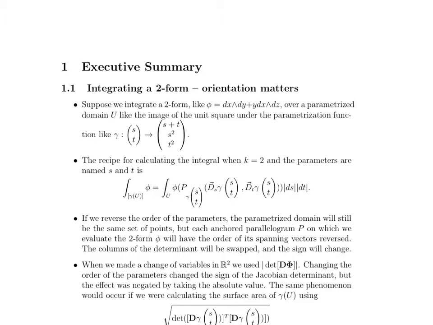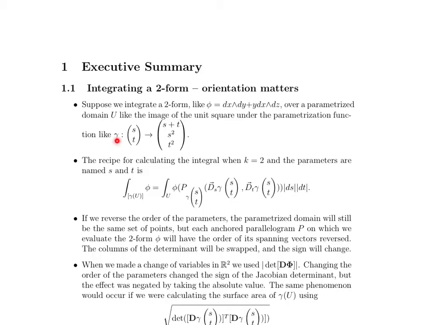Last week we were introduced to differential forms and learned how to integrate a one form over a parameterized domain, which was a curve. Now we're looking to integrate two forms over parameterized domains, and two forms need two vectors to act on. Well, where are we going to get those? We're going to get them from our parameterization, just like we did from the one form.